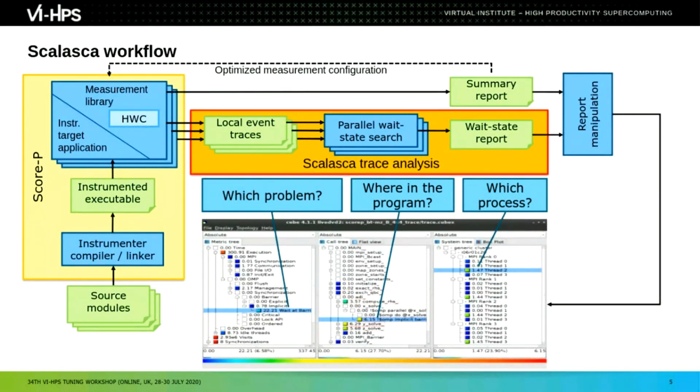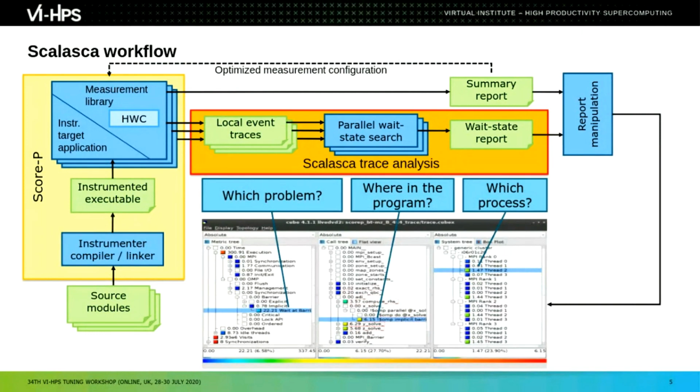And as a first step, we would be doing a summary measurement where we've collected information from each of the processes and threads in memory during execution into internal profiles. Those then get collated together and merged into a single summary report, which can be post-processed and analyzed in various ways, as well as being interactively explored and analyzed with the Cube GUI. That's what we covered already this morning.